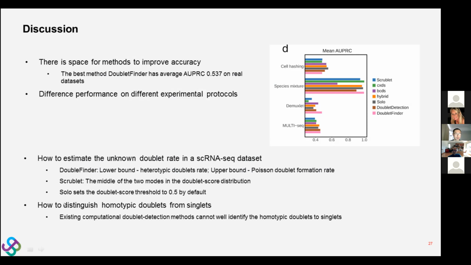Second one, how to distinguish homotypic doublets from singlets. Homotypic means the doublets are formed from two cells from very similar, say, cell types or clusters. So in that case, the doublet is very similar to singlets, so it's not easy for the method to find them.